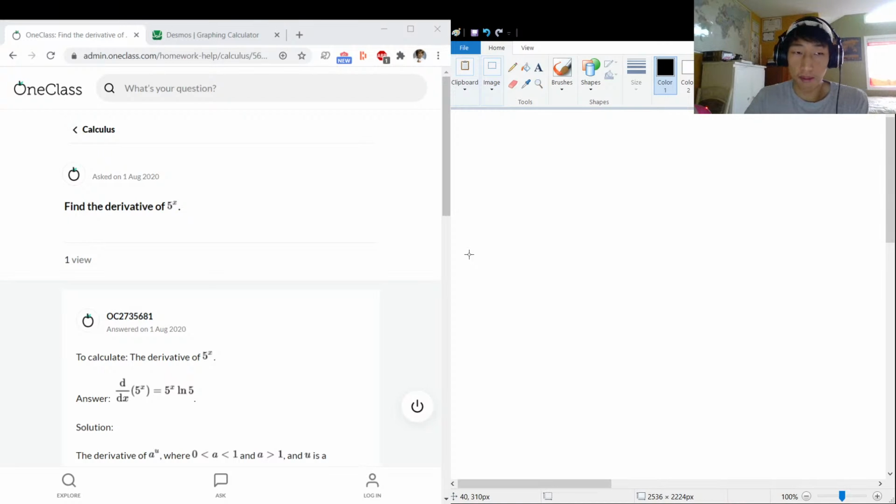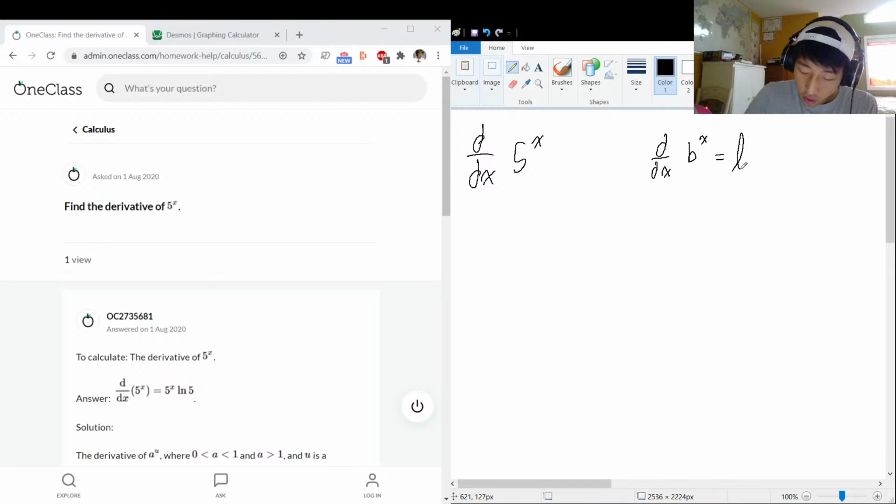So the next question that we have on the menu today is find the derivative of 5 to the power of x. So d over dx, 5 to the power of x. We know that the general formula for the derivative of something, let's call that base to the power of x, is equal to the natural logarithm of the base multiplied by base to the x. Okay, so let's do this when base is equal to 5.